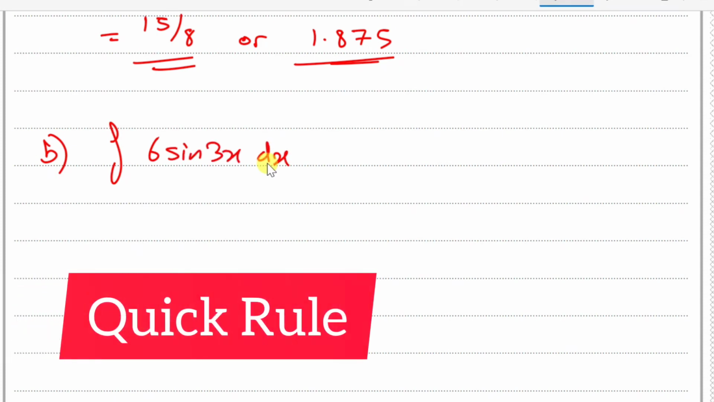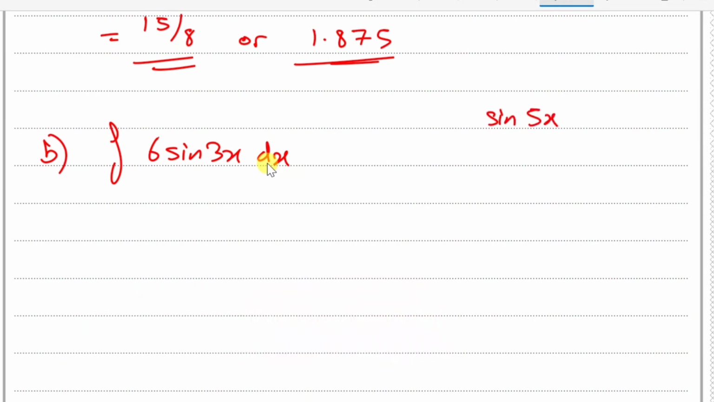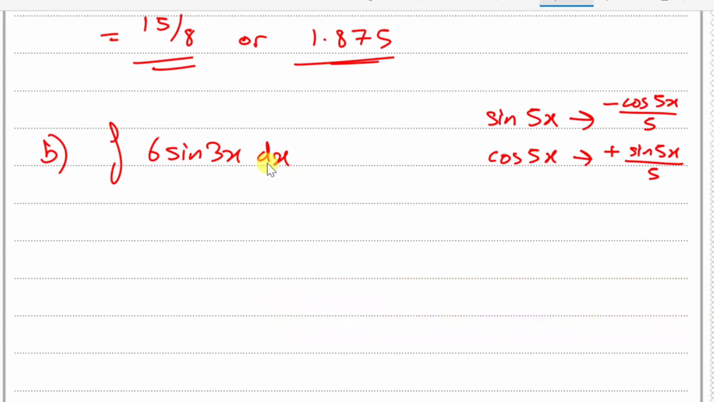Now quick rule here. Every time you integrate sine or cos, so let's say sine 5x or cos 5x, integrating sine 5x will always give you cos 5x, and you divide it by the inside, which is 5. And because you're integrating sine, it becomes a negative. If you integrate cos, you get the same thing but a positive, and it'll be sine 5x over the inside 5. So that's the interchangeability rule, guys. Always remember that. Now let's integrate this one.